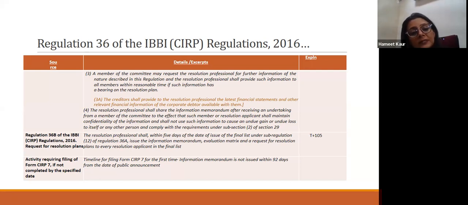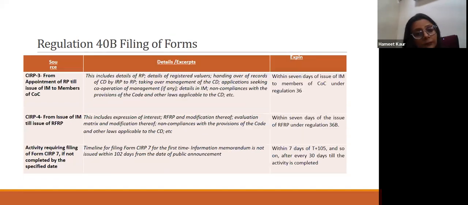Timeline for filing Form CRP 7 for the first time is if the information memorandum is not issued within 92 days from the date of public announcement. So CRP 3 is from appointment of RP till issue of IM to the members. This includes details of RP, details of registered valuers, handing over of records of CD by IRP to RP, taking over management of the CD, applications seeking cooperation of management, details in IM, non-compliances with the provisions of the code and other laws applicable to CD. That is to be done within 7 days of issue of IM to the members of COC under Regulation 36.